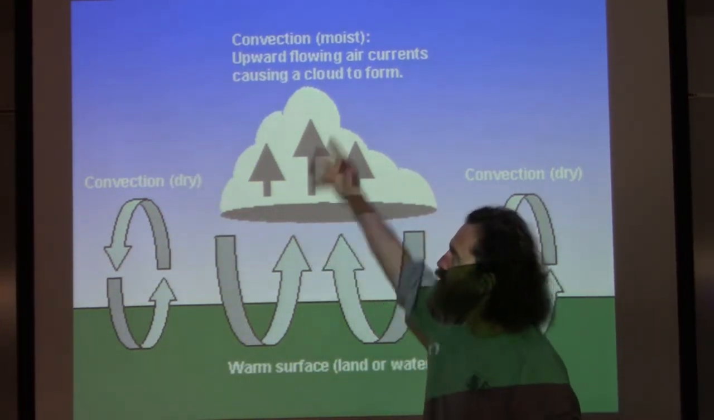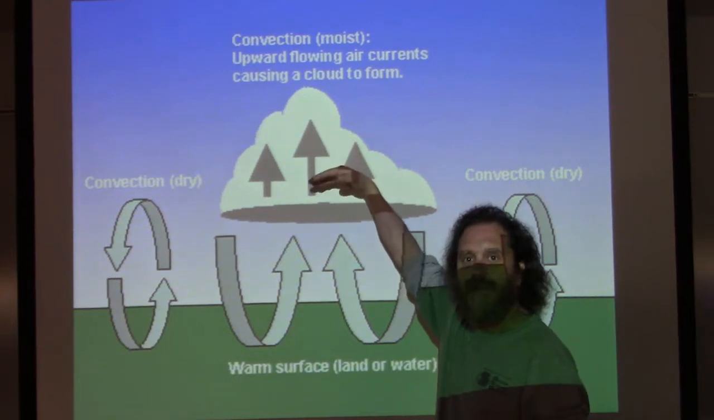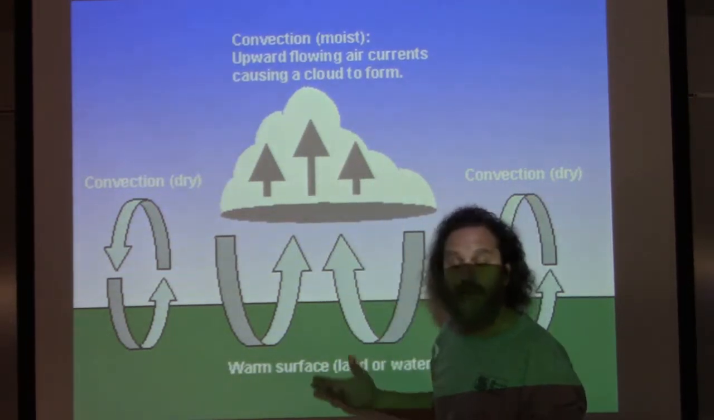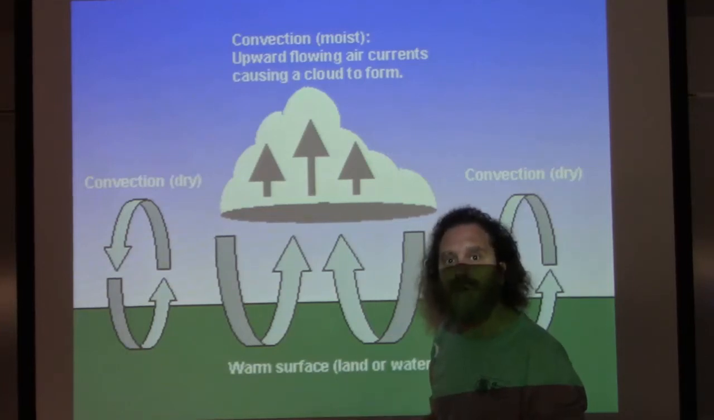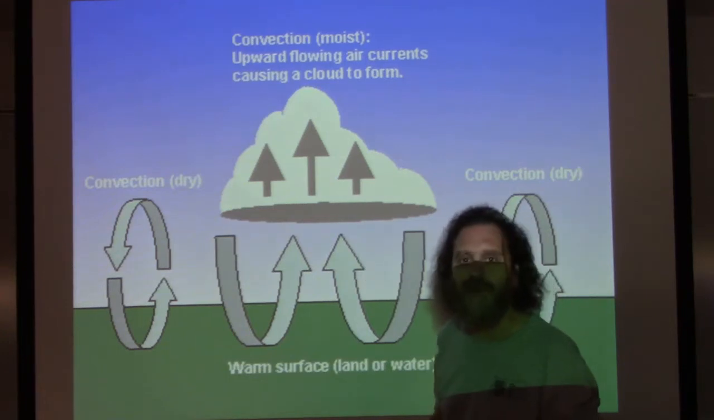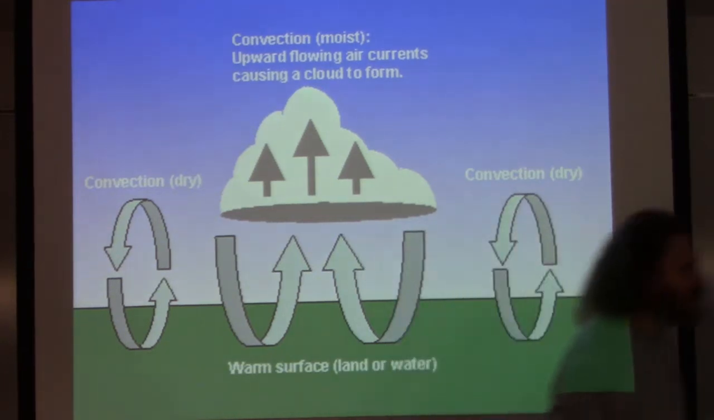Now, when there's a strong enough convection, these water droplets can grow and condense and become raindrops, and that's how rain occurs. It's a very similar phenomenon to the formation of a cloud, but a more extreme one.